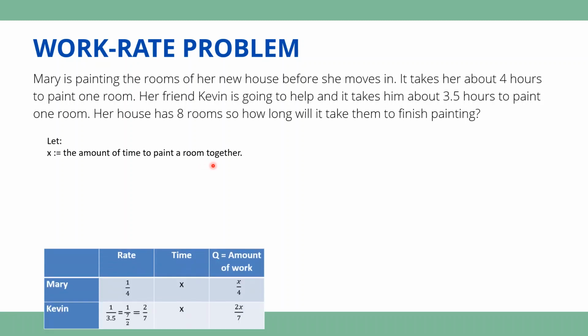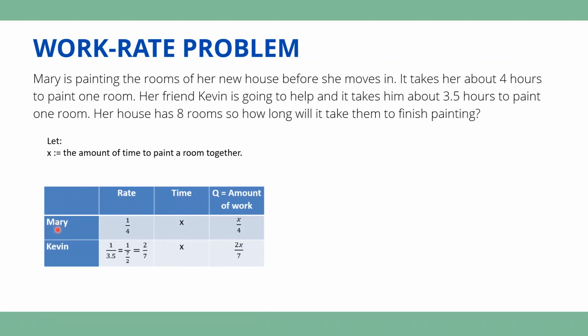So, let's put it in a table. We have Mary and Kevin. And then we still have rate times time is equal to the amount of work. For Mary, from our problem, her time is 4 hours, so her rate per hour will be 1/4. While for Kevin, his time is 3.5 hours to finish one room.